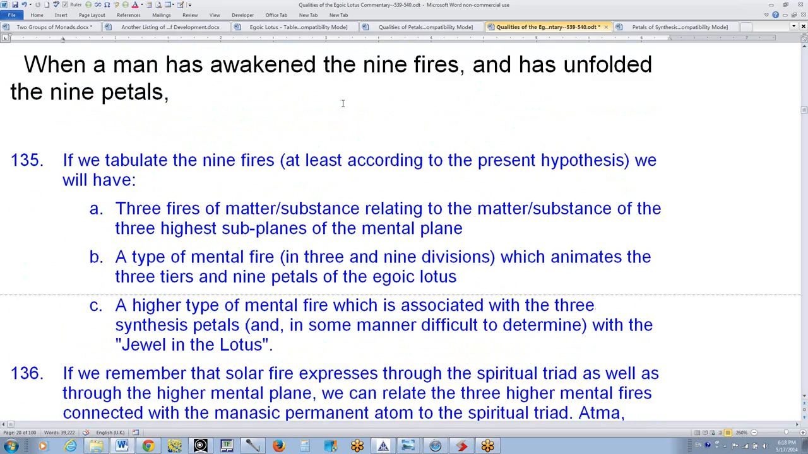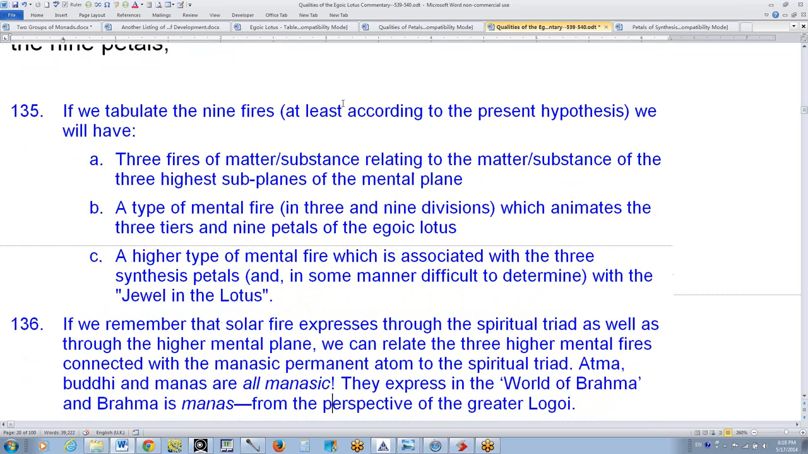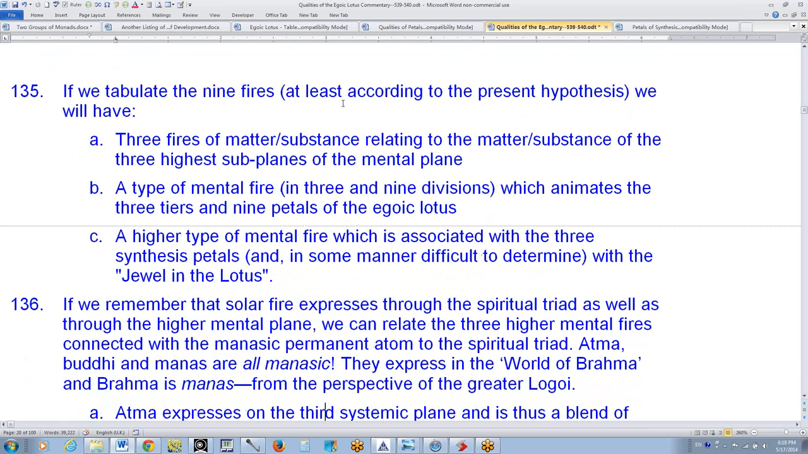If we tabulate the 9 fires, at least according to the present hypothesis, we would have 3 fires of matter substance relating to the matter substance of the 3 highest subplanes of the mental plane. There is, after all, what do we call it? Elemental essence, and even the highest subplane is called monadic essence, but it is substance energy, and it belongs to the plane. Then a type of mental fire, in 3 and 9 divisions, which animates the 3 tiers and the 9 petals of the Egoic Lotus.